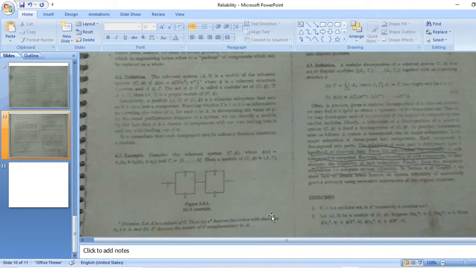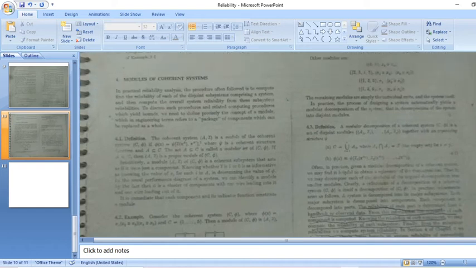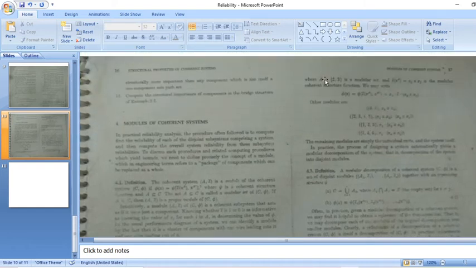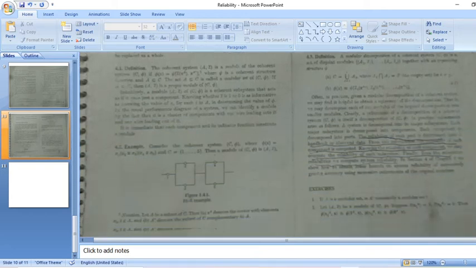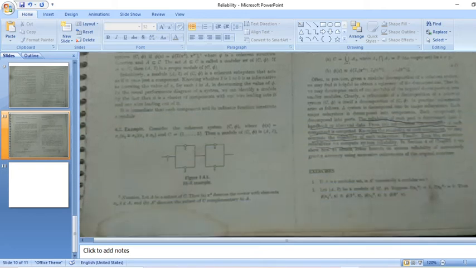So A comma chi is said to be a proper module if it satisfies this condition. So in our example, the 5 component system, we have A equal to 2 comma 3. If we consider A equal to 2 comma 3, that is the second module.